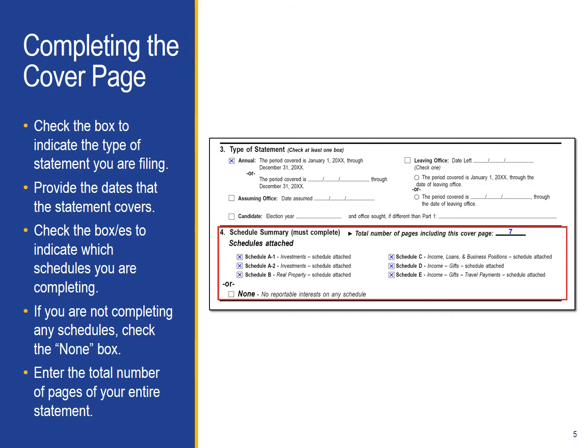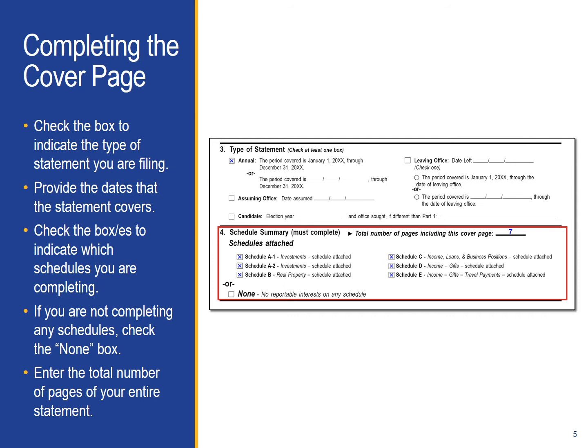Section 3 is where you note the type of statement you are filing. If this is an annual statement, it will cover the previous calendar year, not the year you are filing the form. You will be disclosing interest that you received last year up through December 31st. Do not disclose income, gifts, etc. that you have already received this year if you are filing an annual statement.